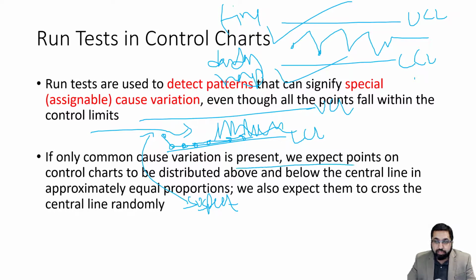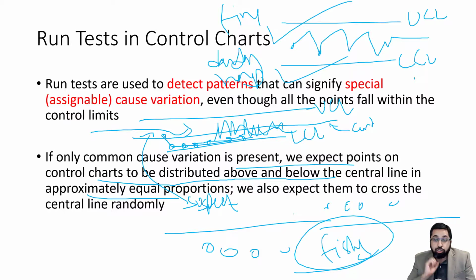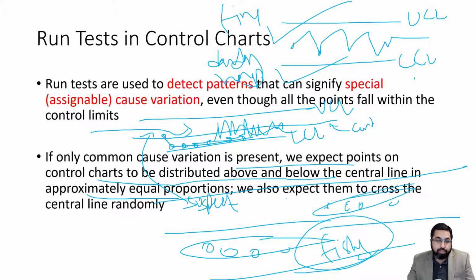If common cause variation is present, we expect points on the control chart to be distributed above and below the central line, the line between the two control limits, in equal proportions. If you get a run of five observations in a row below the central line, or five observations in a row above the central line, something fishy is going on, which you need to investigate. So you could be out of control by showing these patterns of behavior, even though you're within the control limits.